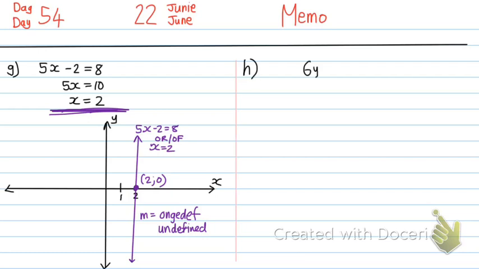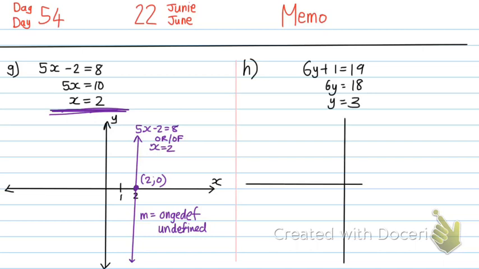Number H, 6y plus 1 is equal to 19. 6y is equal to 18 because I subtract the 1 on the other side. Then I divide by the 6 to get y alone, and y will be 3. Then I draw my set of axes. Okay, I'm going to the y-axis and I'm plotting a point on the y-axis at 3. So I'm going to have a line going through 3 on the y-axis, and it's going to be a horizontal line.